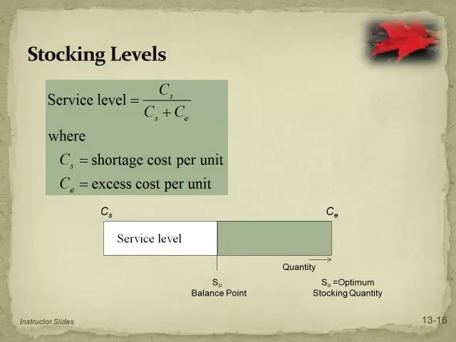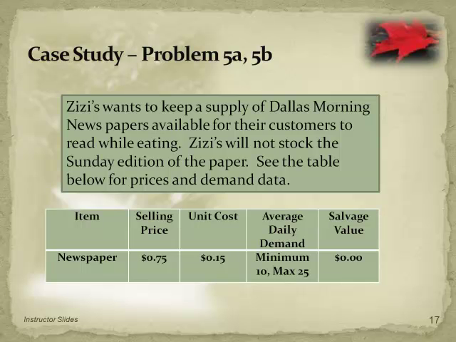So the question is, what is the optimum service level? In other words, what is the optimum probability that I want to have that takes into consideration not running out, that takes into consideration these two costs, the shortage cost and the excess cost. So the formula for the service level is shown here. It is the ratio of the shortage cost divided by the sum of the shortage and the excess cost. So let's take a look at our case study.